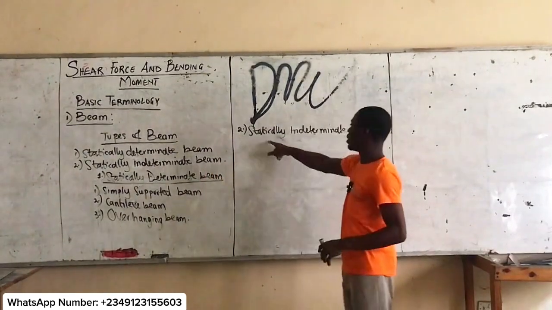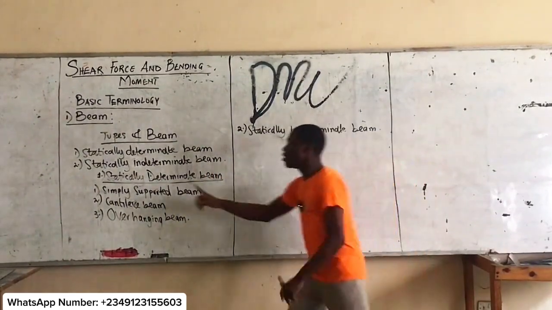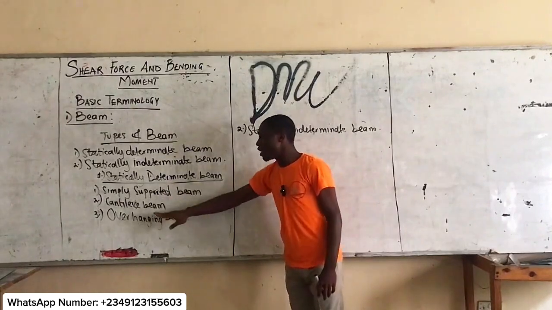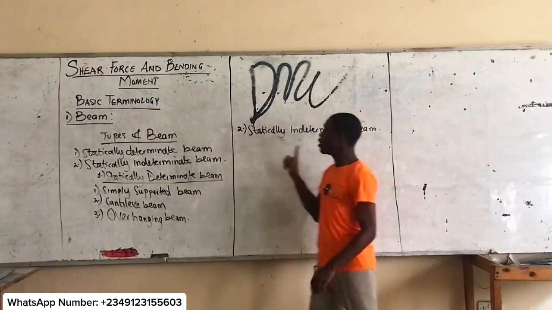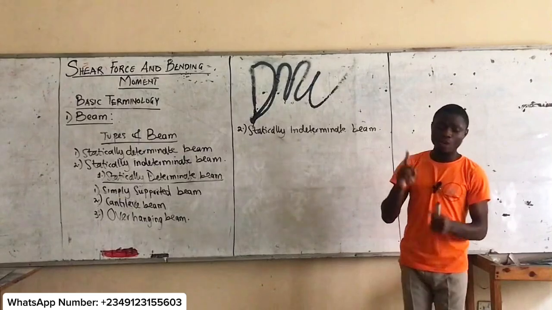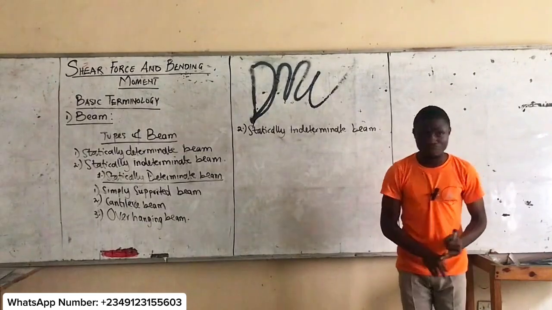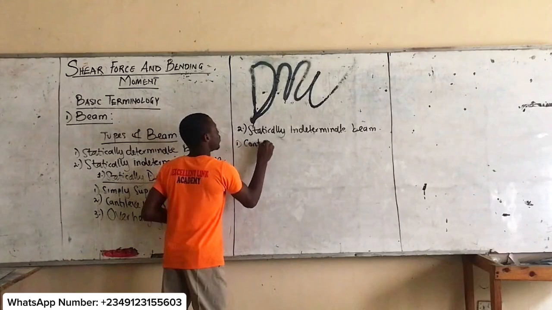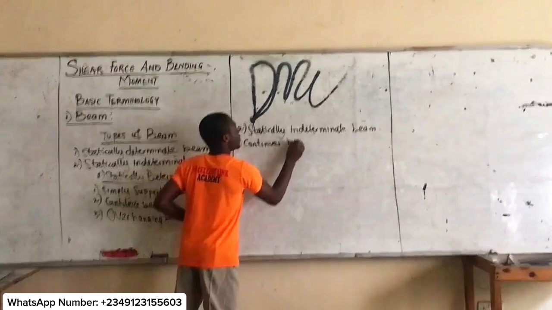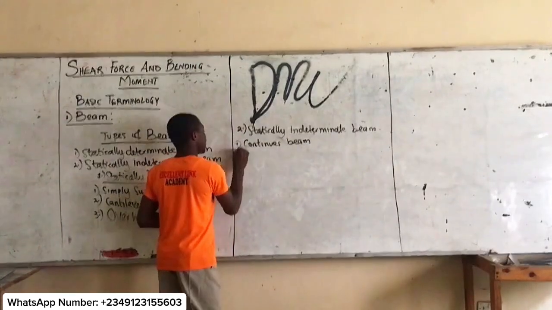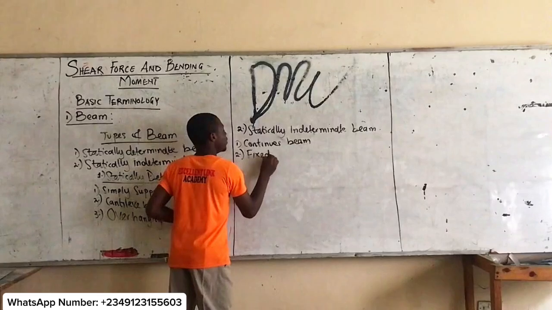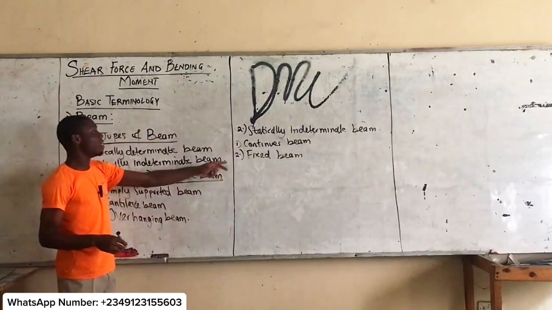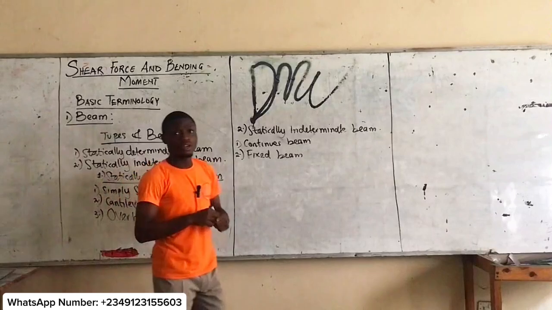So I have this one here. When it comes to this one, there are three beams: simply supported beam, cantilever, and overhanging. For this other one, there are two: the continuous beam, and number two, the fixed beam. So we have these two types of beam that fall under this category, right?